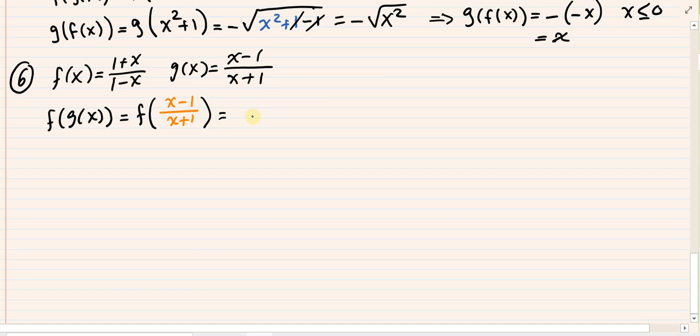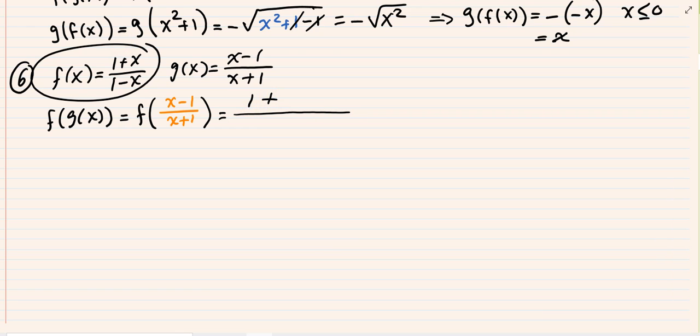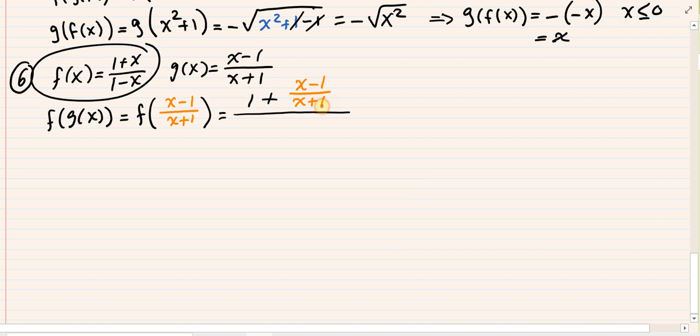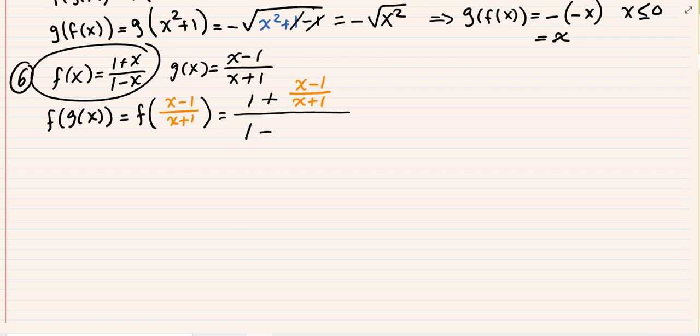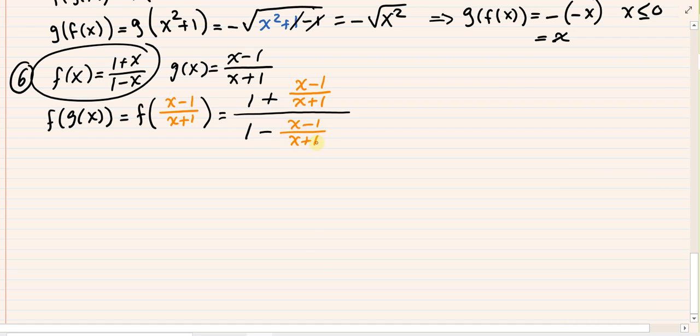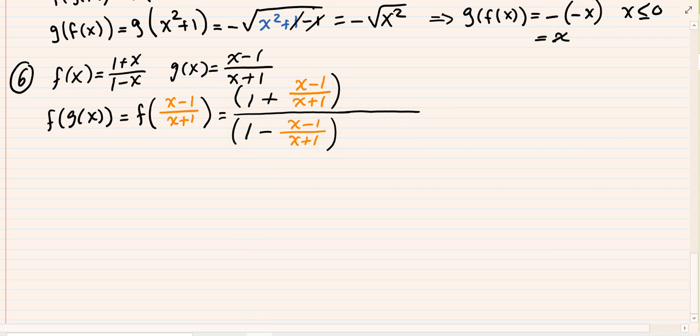That would equal, now we're going to plug into this function. I have 1 plus x, but then x is x minus 1 over x plus 1. And then we have 1 minus x, which is x minus 1 over x plus 1. So we do have a complex fraction, don't we? And remember, a complex fraction is when you have a fraction divided by possibly another fraction. Now, the best way to handle a complex fraction, to turn it into an ordinary fraction, is to multiply the top and the bottom by the LCD, in this case x plus 1. If we do that, we can get rid of the complexity in one step.